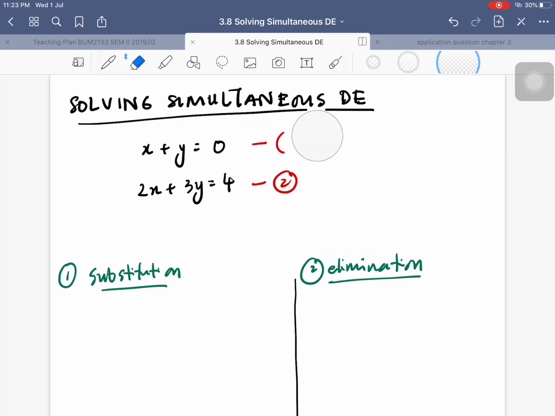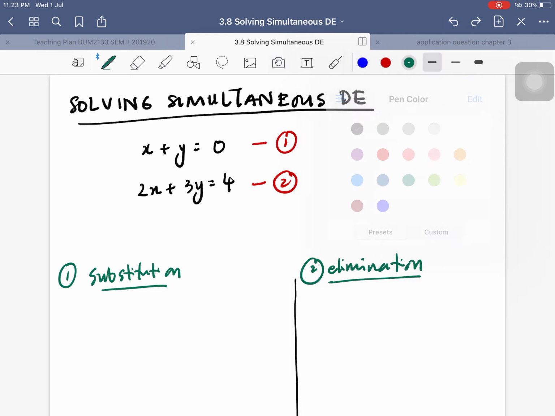I'm going to start with these two equations. My first equation is x plus y equals 0 and 2x plus 3y equals 4. These two are not differential equations. They are just simple equations that you have seen before. This is just a basic simultaneous equation, because I'm going to give you the idea. The methods that we're going to discuss to solve simultaneous differential equation will actually be the same idea as how we solve simultaneous equation.